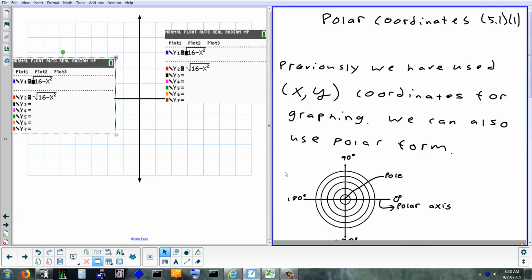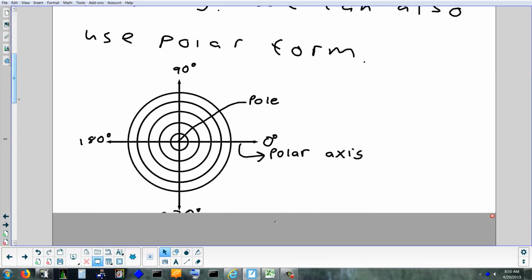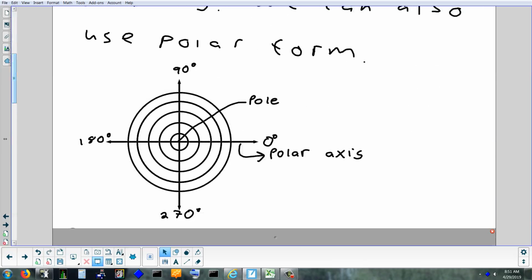So when you graph in polar, they don't call it an x-axis anymore. They call it a polar axis. Our book doesn't really give a name to the vertical, so if we have to call it something, we'll just call it the vertical axis. So your polar axis is horizontal, and your vertical axis is up and down.